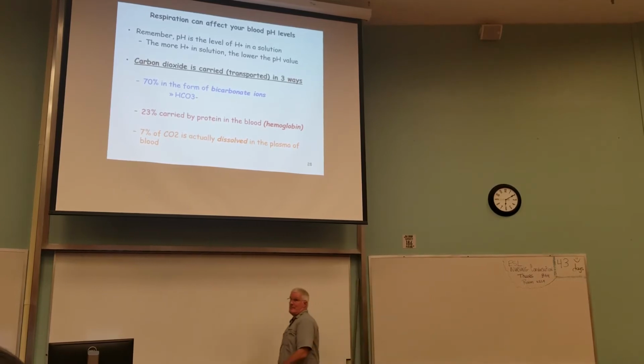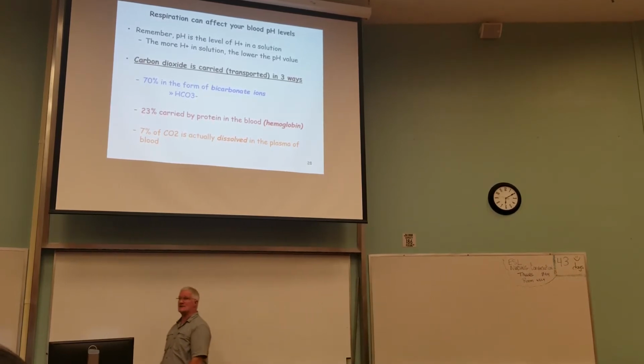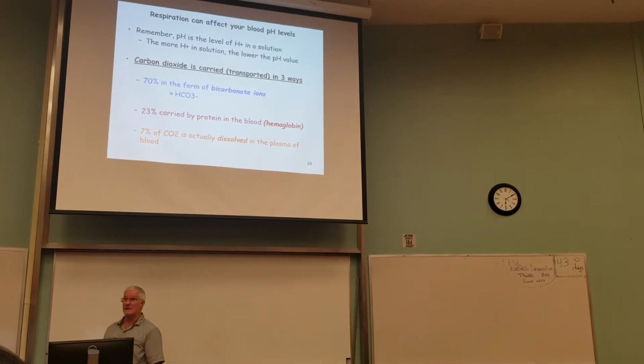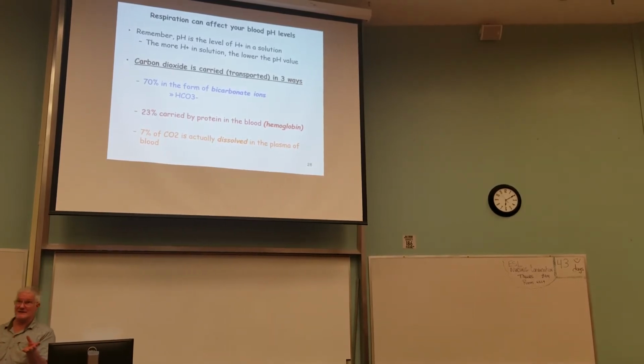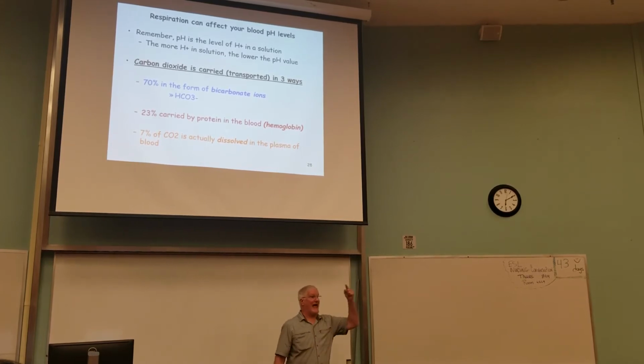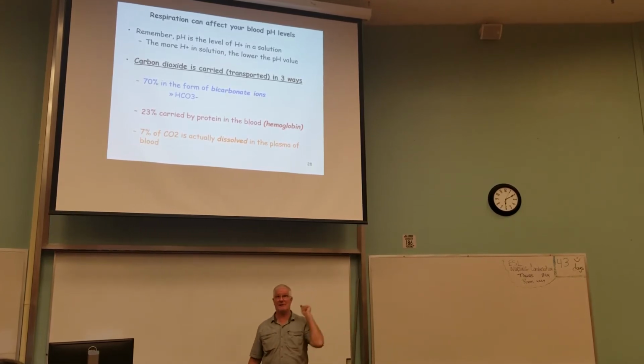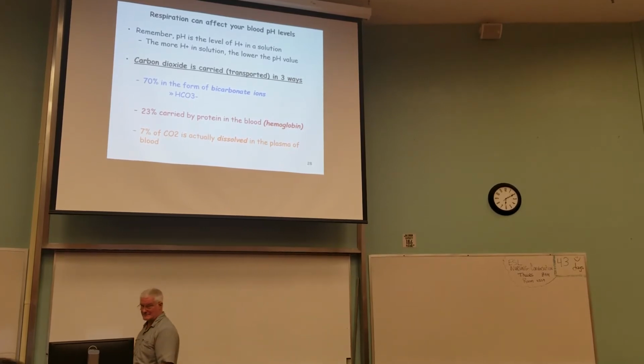23% by a protein. Yeah, it's going to cost you points: you have to say hemoglobin, because there are all kinds of proteins in your blood. I want you to be specific. So it's simply easier to say 23% carried by hemoglobin. And then you have 7% dissolved as a gas in plasma. As a gas in plasma.